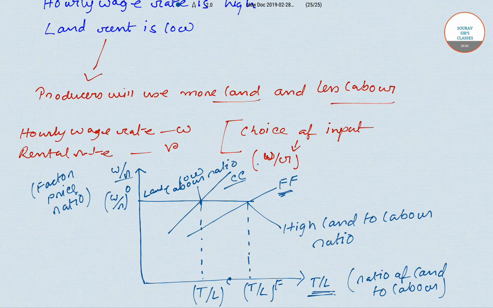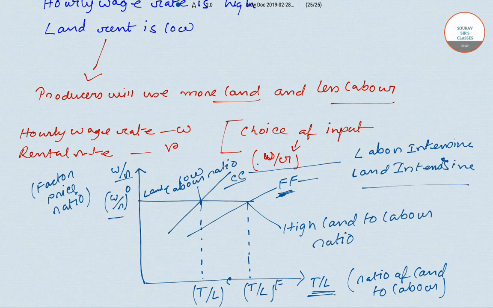So it is indicated that for any factor price ratio W by R naught, the land labor ratio will be higher in the production of food than in the production of cloth. This means the production of food is land intensive and production of cloth is labor intensive. So production of cloth is what? The production of cloth is labor intensive and production of food is land intensive.